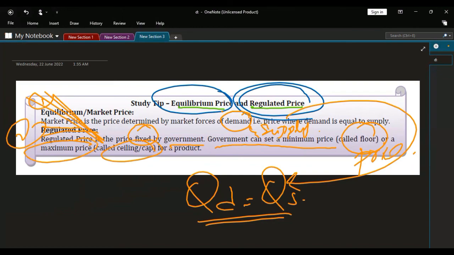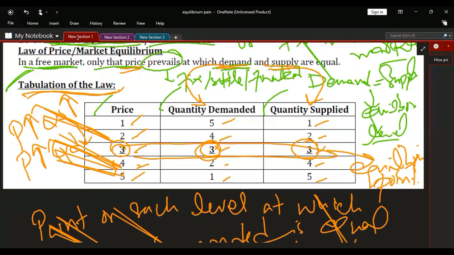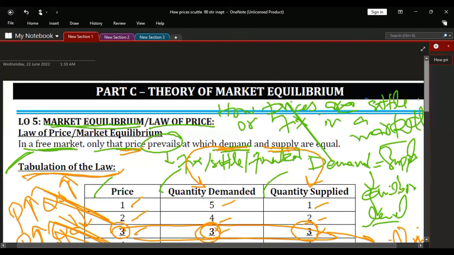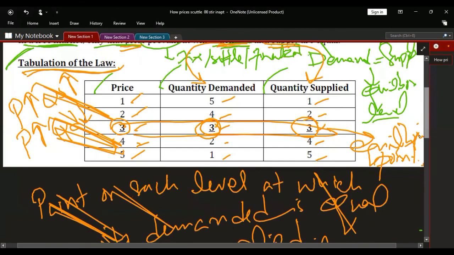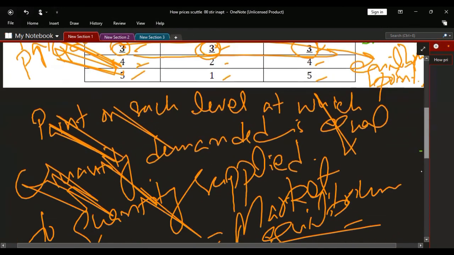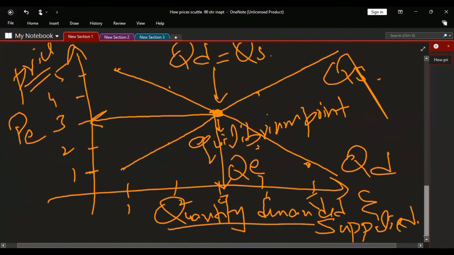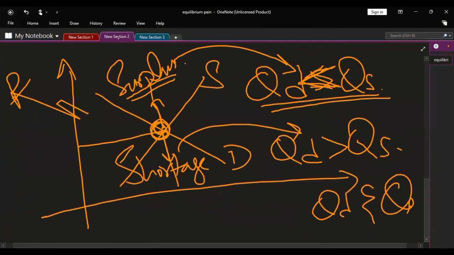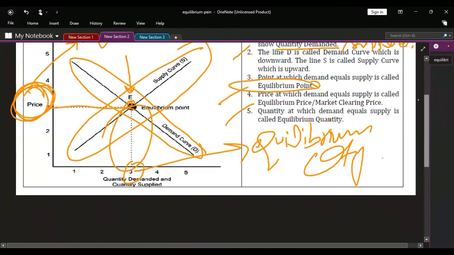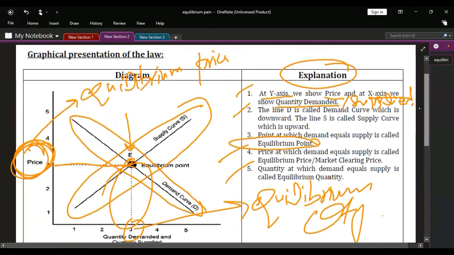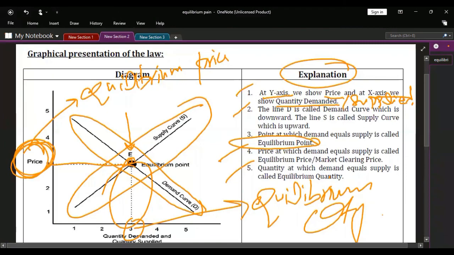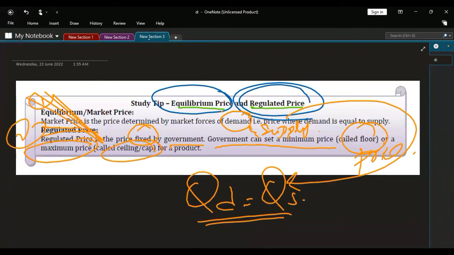So this was our today's class in which we have studied what is market equilibrium. We have discussed it through a table and then prepared a diagram. Then we have explained this diagram, what is the meaning of this whole diagram, and at last we have studied the difference between the equilibrium price and the regulated price. Hope the concept has been well explained.